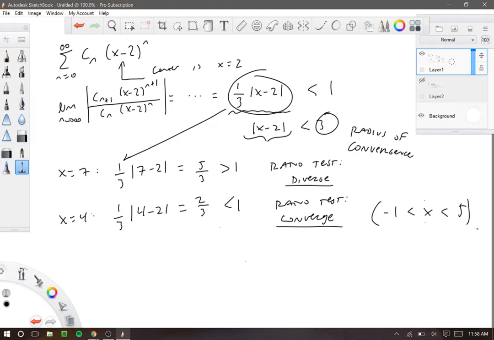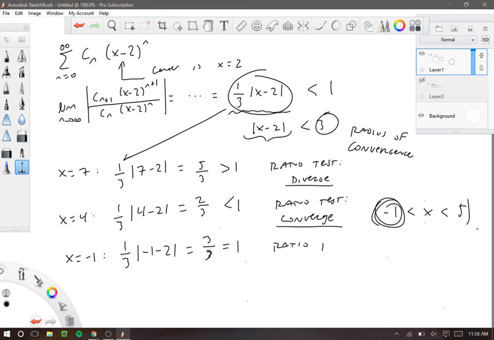So now here's the tricky thing. What happens at the endpoints? Let's look at this in exactly the same way that we looked at these other two values. Let's take one of our endpoint values, let's say -1, and look at what happens when x equals -1. Then our conclusion from the ratio test is 1/3 times the absolute value of -1 minus 2, which is 3 over 3, which equals 1. Uh-oh, the ratio test is inconclusive.